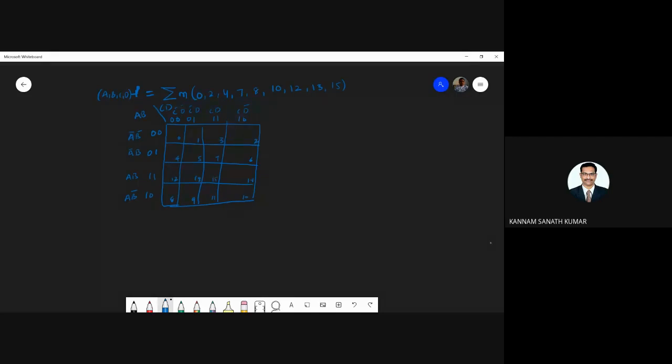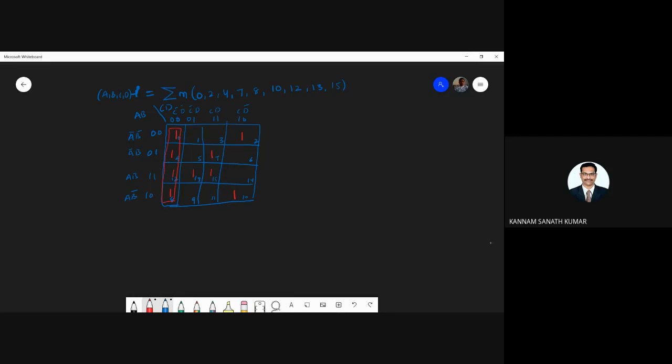Okay. So next what you should do? Wherever these values are there, you need to enter the ones. So 0, 2, 4, 7, 8, 10, 12, 13, and 15. Okay. So this becomes one quad.